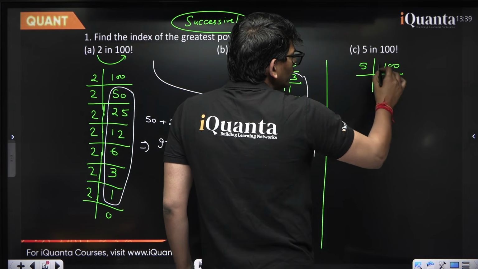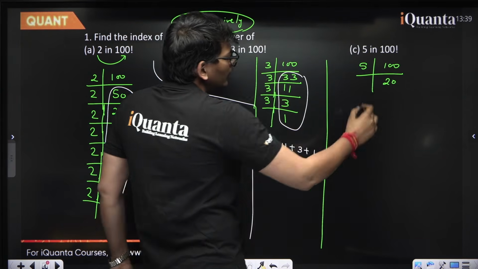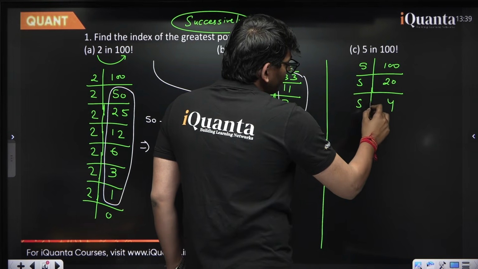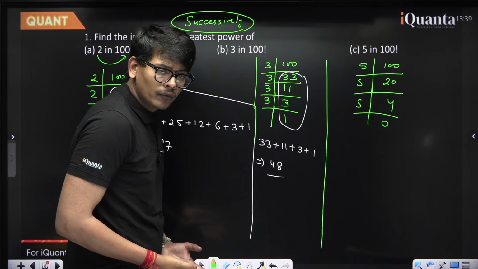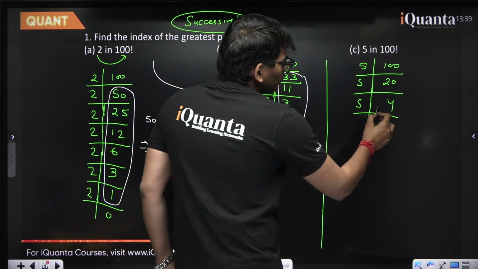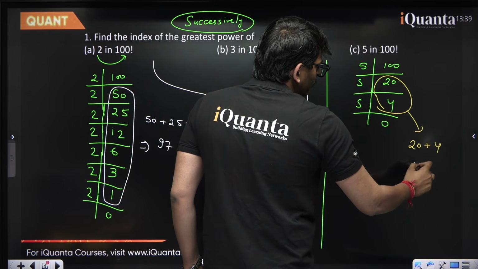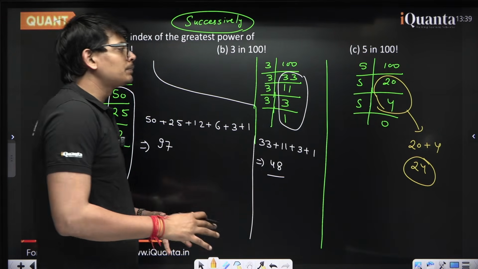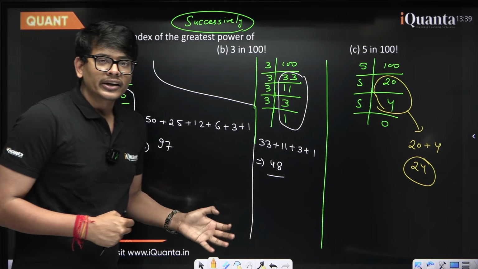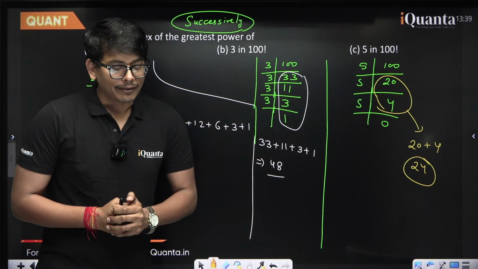Again you have to divide 100 by 5, you will get quotient as 20. Now divide by 5, quotient as 4. Now if you further divide, you will get quotient as 0, right? So you will not go further, you will stop here only. Take the sum of this, answer will be 24. So highest power of 5 in 100 factorial will be 24, highest power of 3 in 100 factorial is 48, highest power of 2 in 100 factorial is 97.